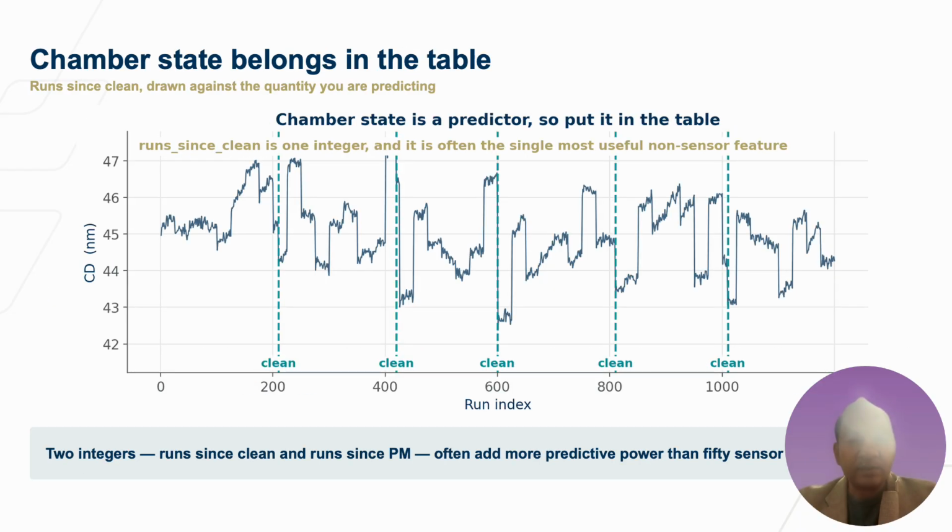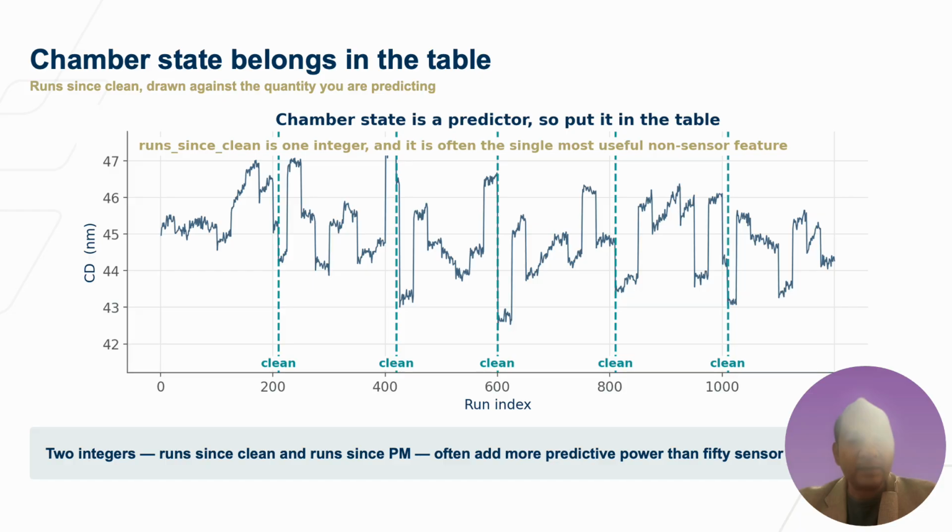This is the quantity we are trying to predict plotted against run index across 1200 runs. And the dashed lines are the chamber cleans. Look at what happens after each clean. The level jumps and then drifts back. That is the chamber condition. Polymer builds up on the walls, changing the effective chemistry, and the clean resets it.